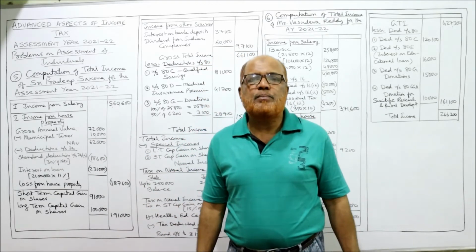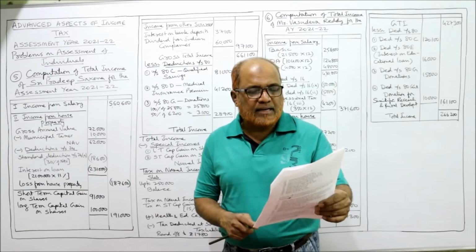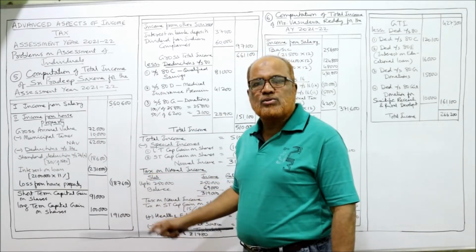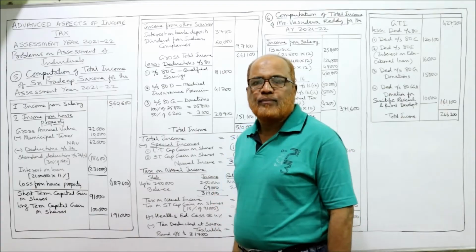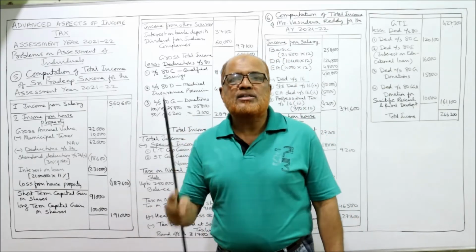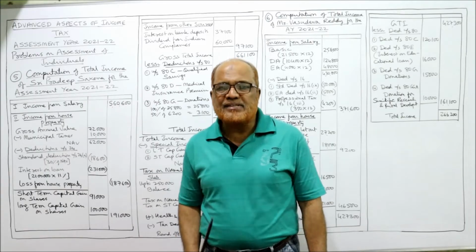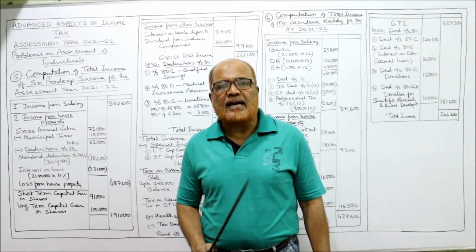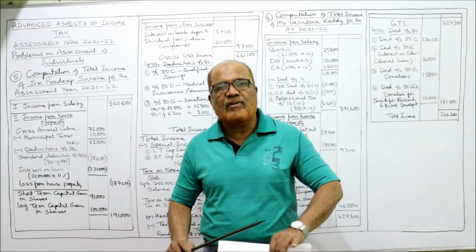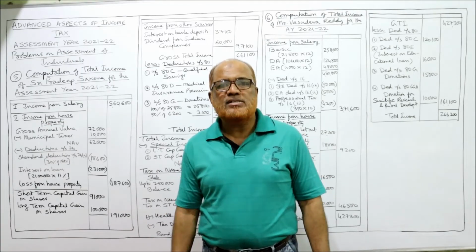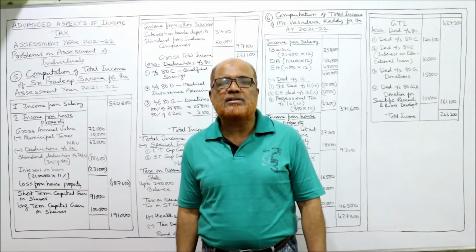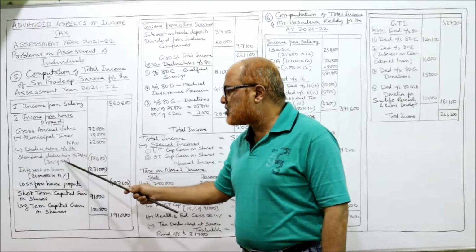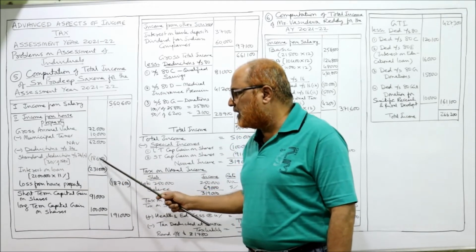From GAV, municipal taxes will be deducted. Here municipal taxes are 10,000 given in the problem. Deduct 10,000. 62,000 is the NAV, net annual value. From NAV, 2 deductions are allowed under section 24. First deduction under section 24A, that is the standard deduction. That standard deduction is 30% of NAV, fixed. Any assessee who is having income from house property will get 30% of NAV as standard deduction under section 24A. So 30% of 62,000, 18,600.